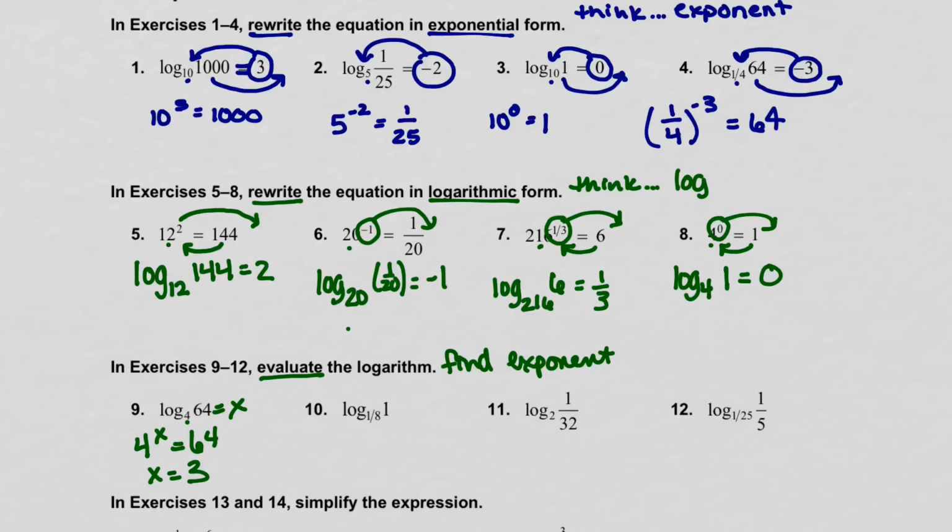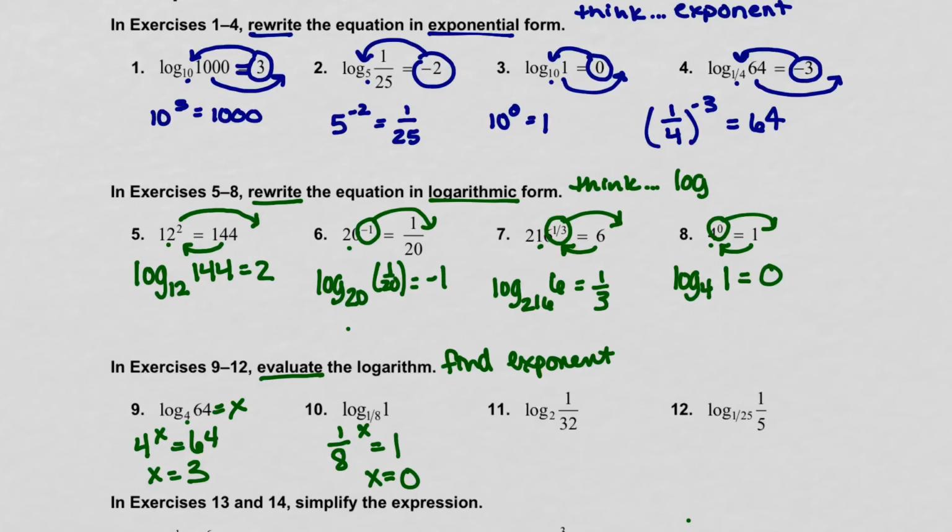Or I can just simply ask myself, if I have the base 1/8, what exponent do I need to give me 1? That one's almost cheating. It's so simple because we know that anything to the 0 power will give us 1.